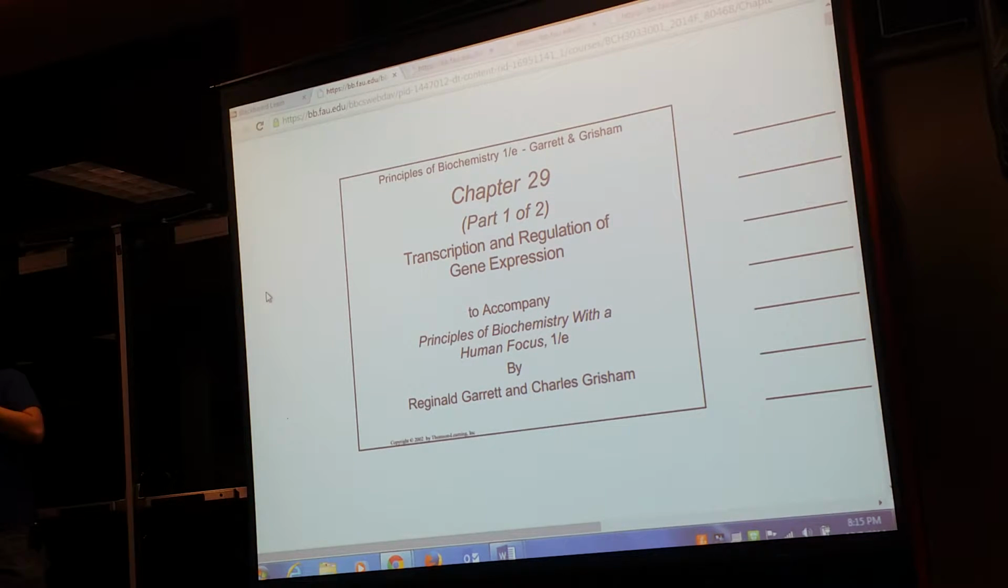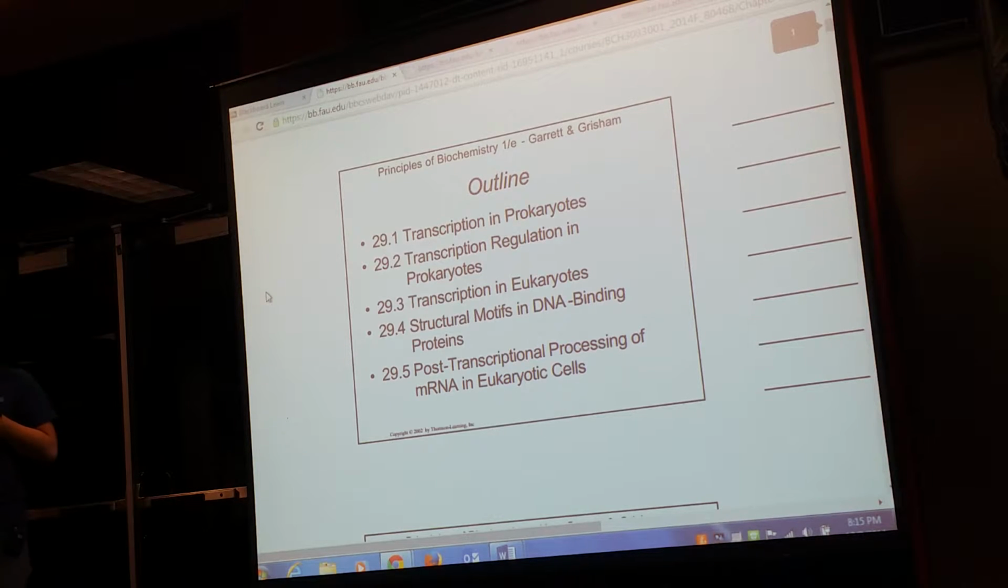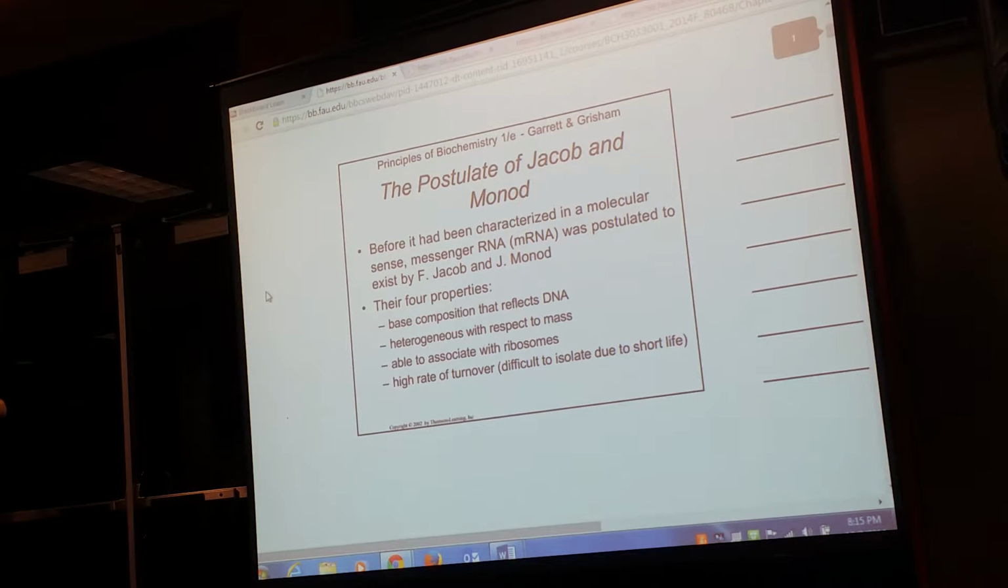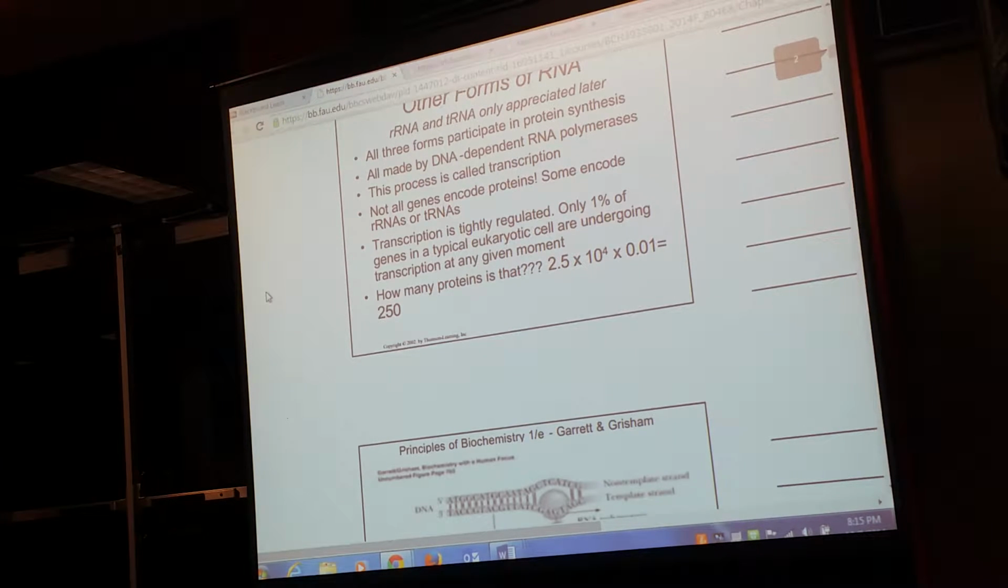So we talked about DNA replication in prokaryotes and eukaryotes. Now we're going to talk about transcription in prokaryotes and eukaryotes. Remember, 70% of your exam is on this molecular biology stuff. So once again, if you see history stuff, just skip it.